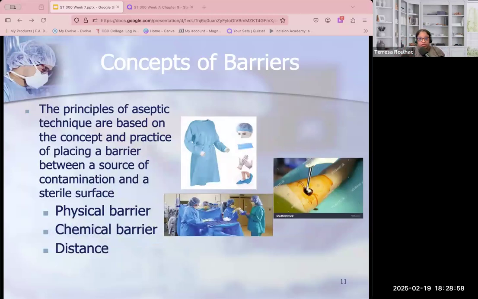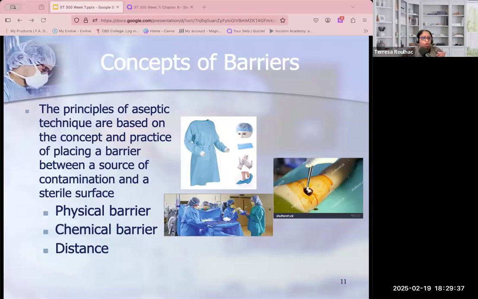Now, we get to concepts of barriers. The principles of aseptic technique revolve around the idea of creating and maintaining barriers between sources of contamination and sterile surfaces. This is why we use our blue drapes, okay? Because we, in the surgical realm, when we see blue, we know that's sterile. We stay away if we're not scrubbed in, or we stay around it if we are. The practice prevents the introduction of harmful microorganisms into the sterile field, which again helps to reduce infection.